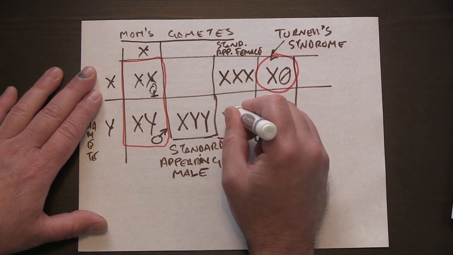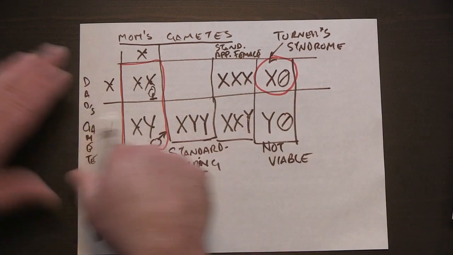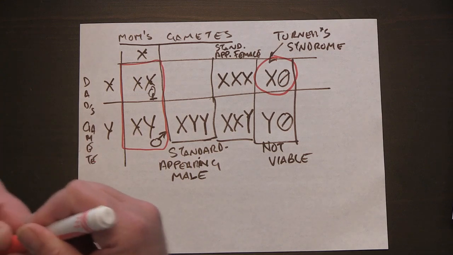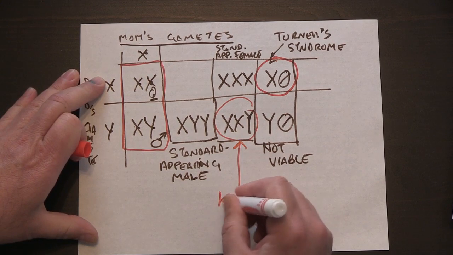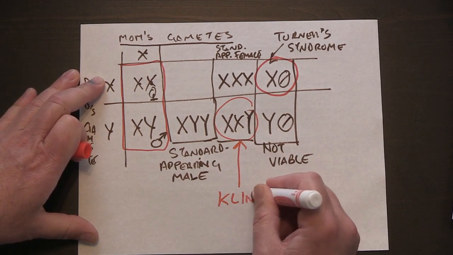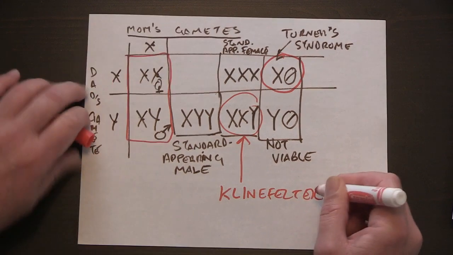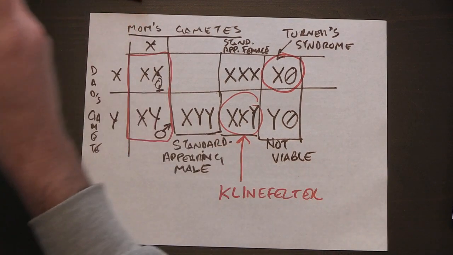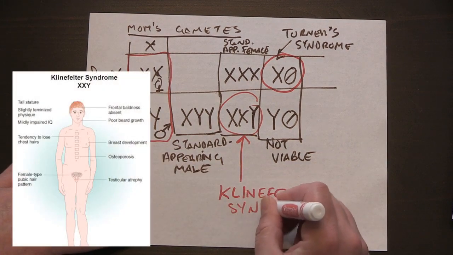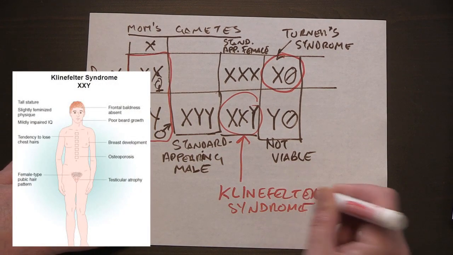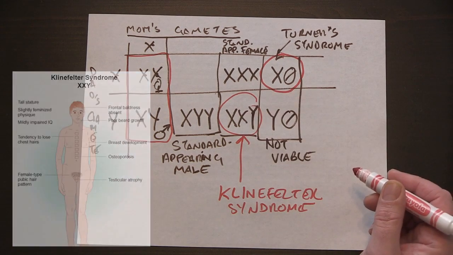If they get two X's and a Y, this is a condition called Klinefelter. Make sure I'm spelling that properly. Yes. Okay. So it'll be male, but it has an extra X chromosome.